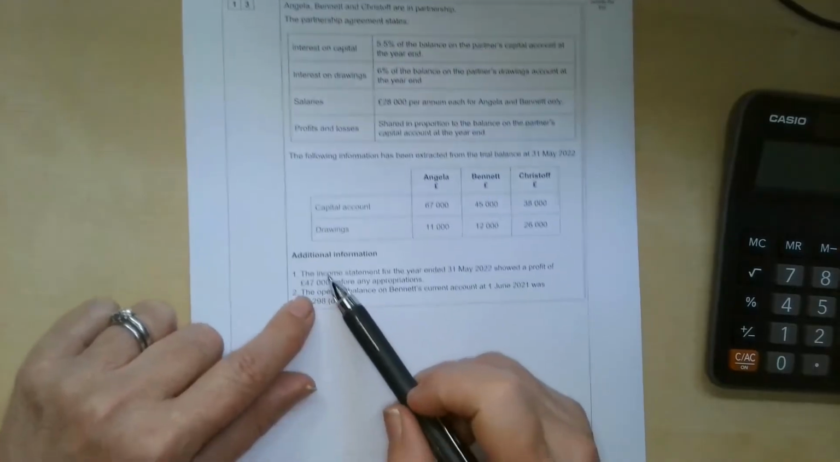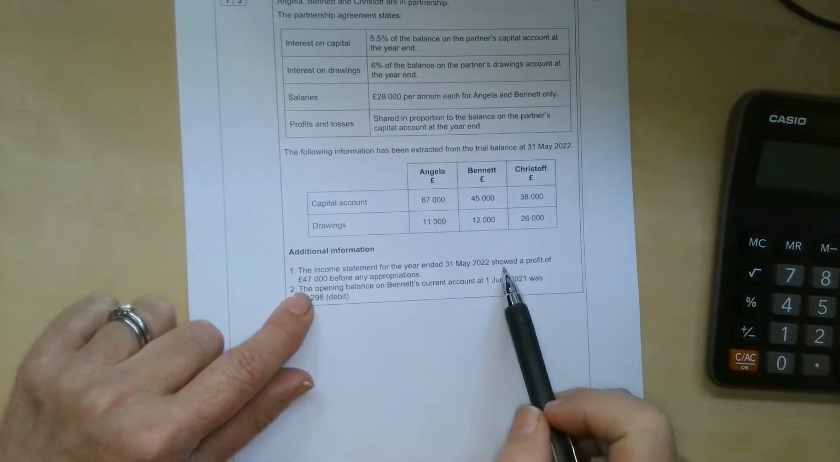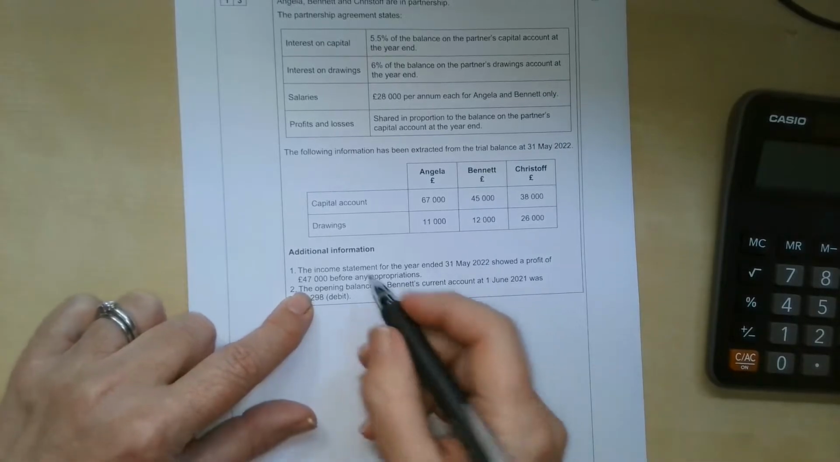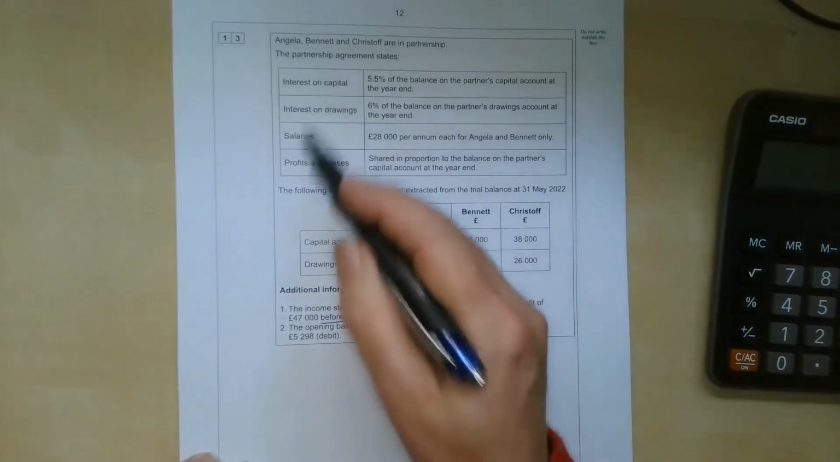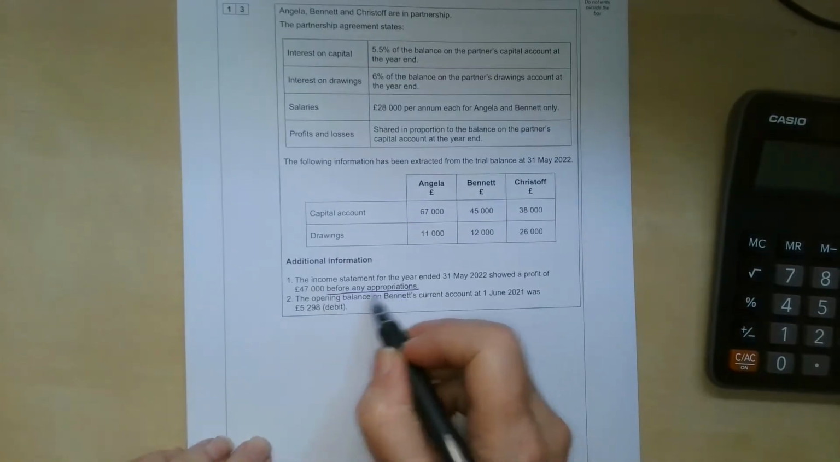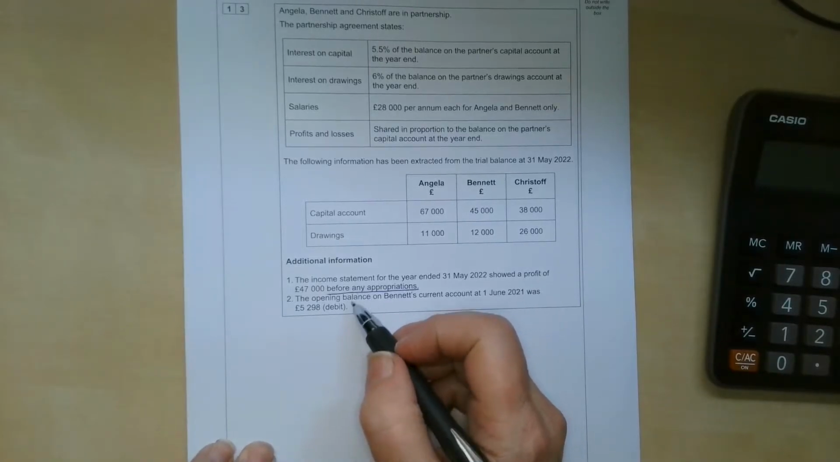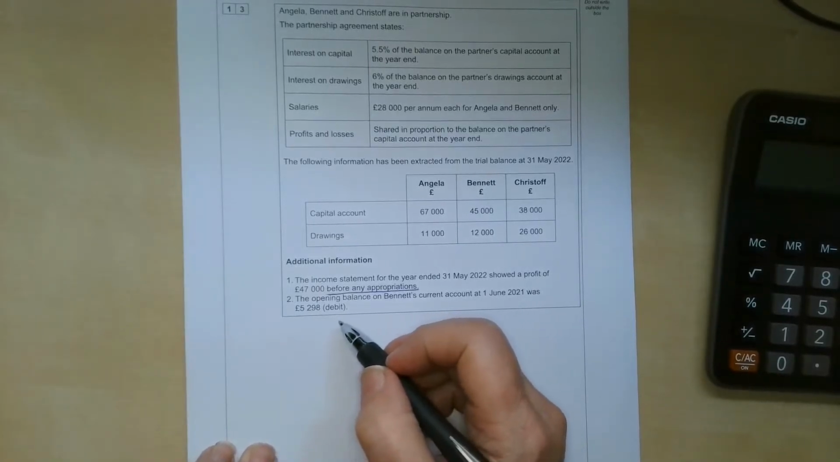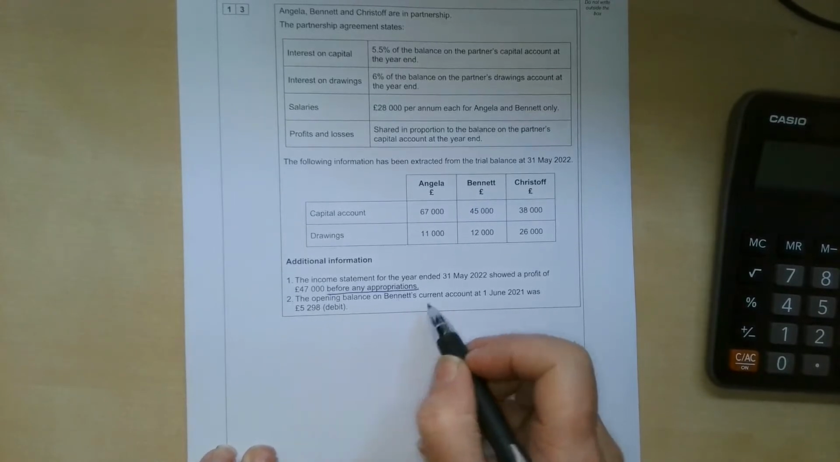Additional information, it tells us that the income statement for the year ended 31st of May 2022 showed a profit of 47,000. Now here's the clue, before any appropriations. Now we've got all the information to do the appropriation. So just a reminder that the appropriation account is the bit that goes at the bottom of the income statement, and it shows how the profit is shared between the partners. Also gives us some information about the opening balance on Bennett's current account.